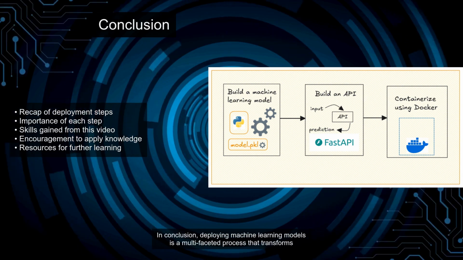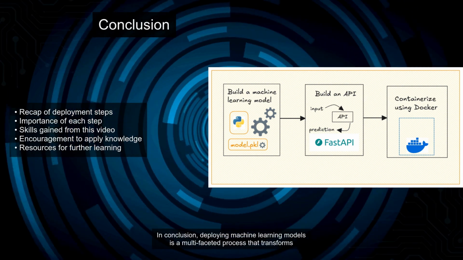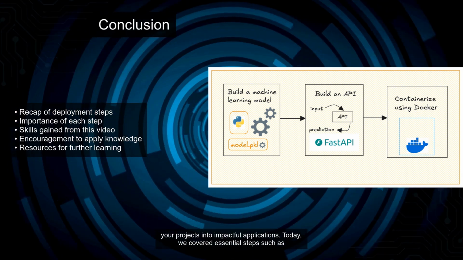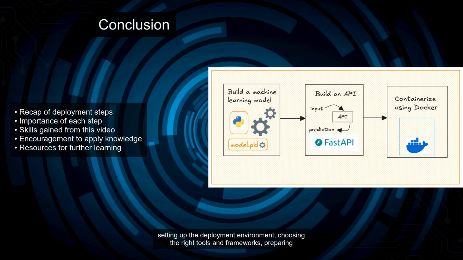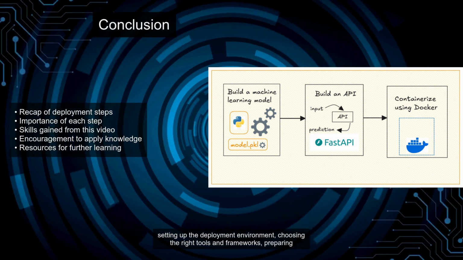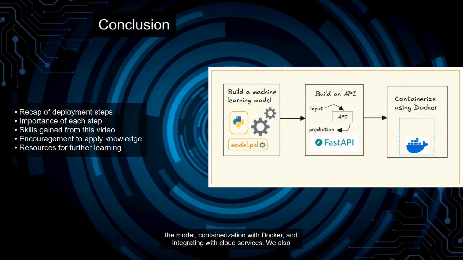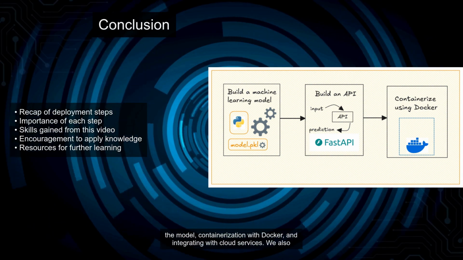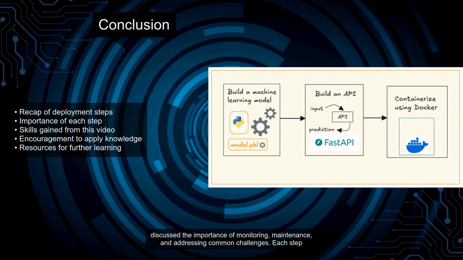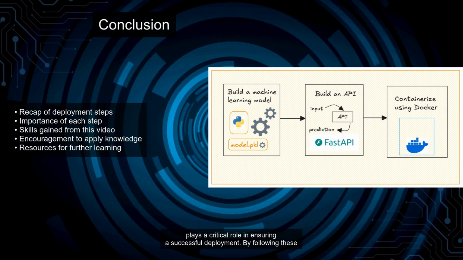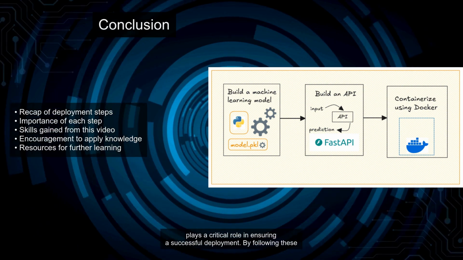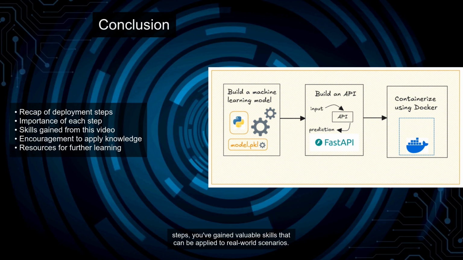In conclusion, deploying machine learning models is a multifaceted process that transforms your projects into impactful applications. Today, we covered essential steps such as setting up the deployment environment, choosing the right tools and frameworks, preparing the model, containerization with Docker, and integrating with cloud services. We also discussed the importance of monitoring, maintenance, and addressing common challenges. Each step plays a critical role in ensuring a successful deployment.